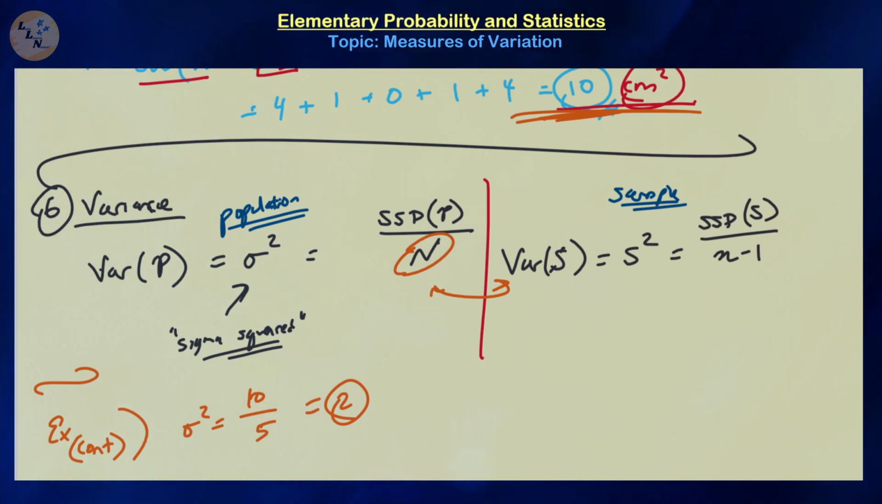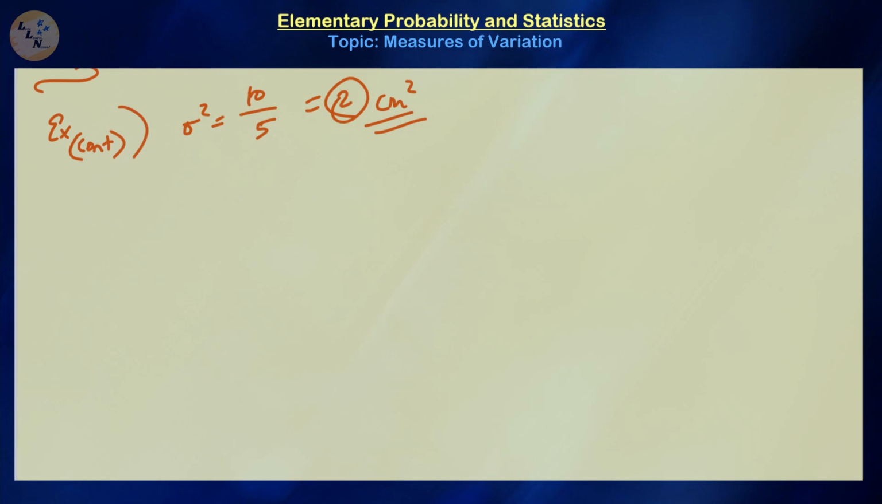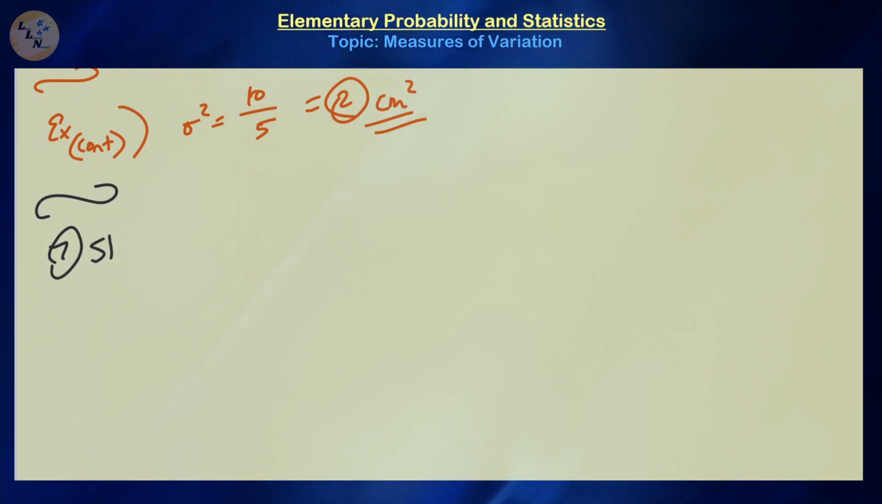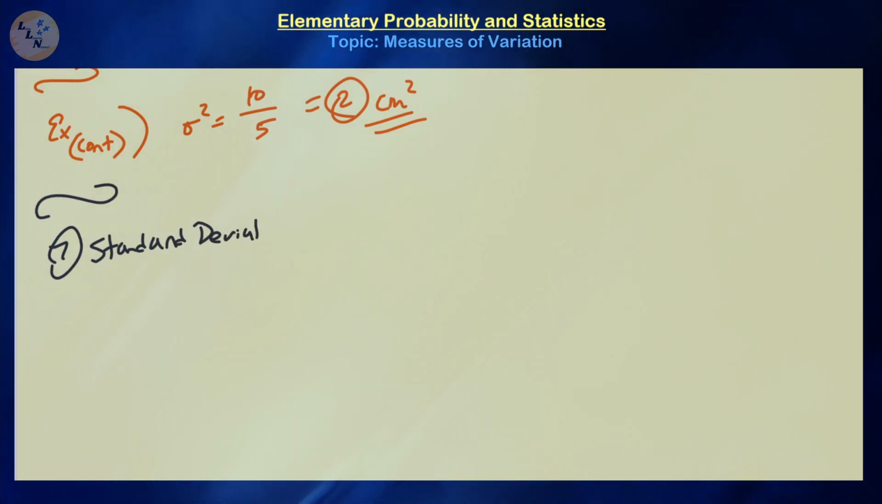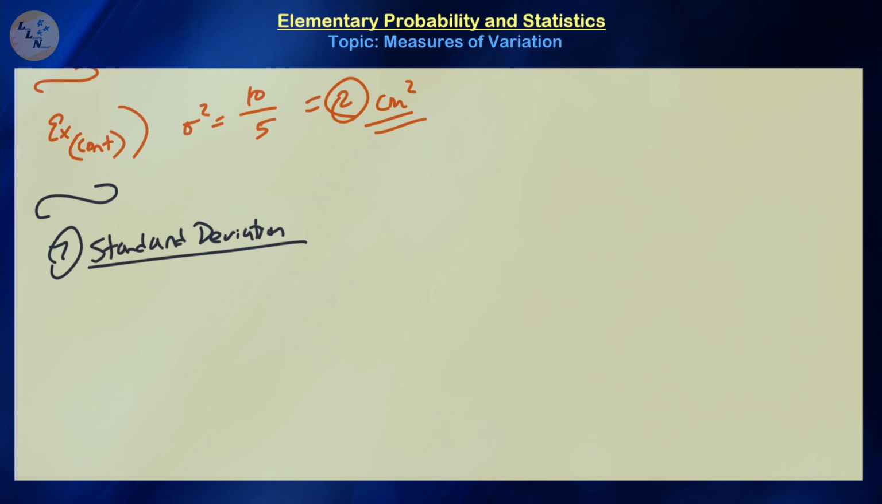But again, keep in mind, the variance, again, is not in the same units as our data. It's in the squared version of the units. So how can we fix that? We just take the square root, and that gives birth to the last measure, or not the last measure of variation, but a very important measure of variation known as the standard deviation.